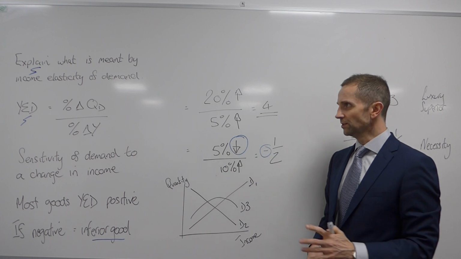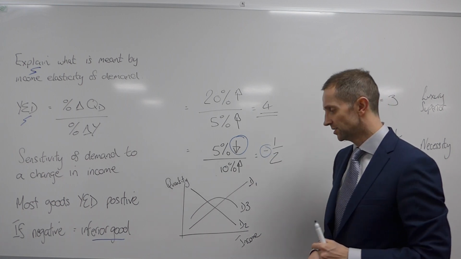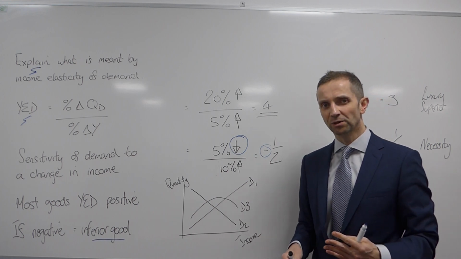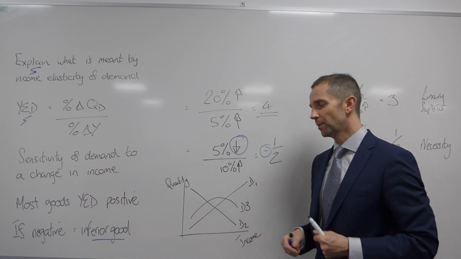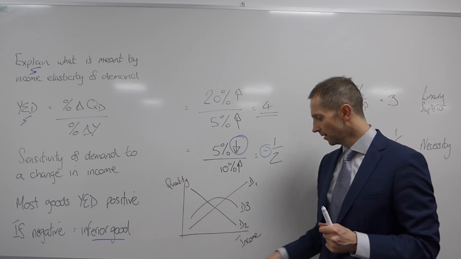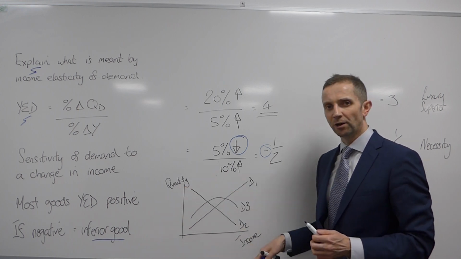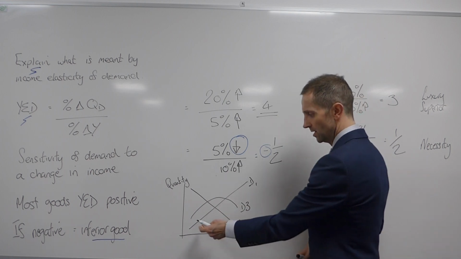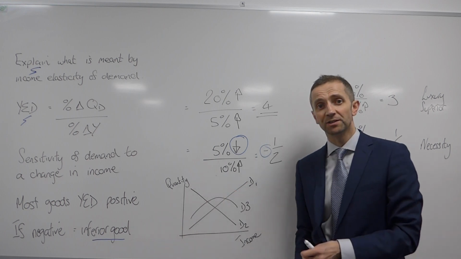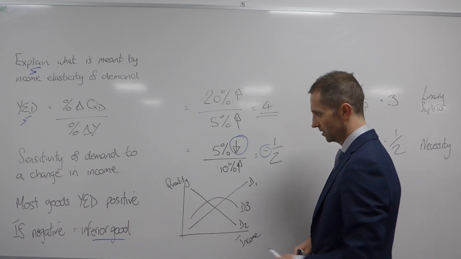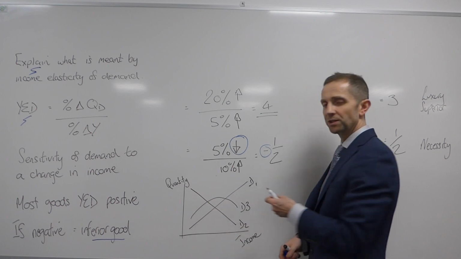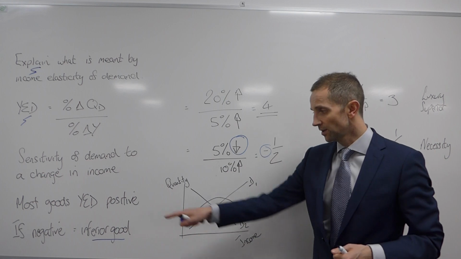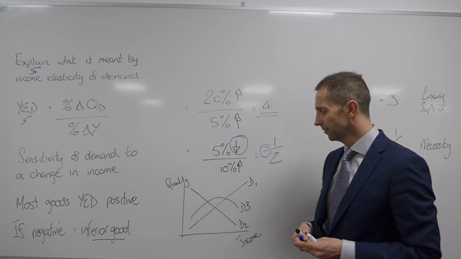We can model these instances of income elasticity of demand on a diagram such as this. The axes are slightly changed compared to what you're used to: quantity here, income here, and three curves. The first one, D1, slopes upwards from left to right. Income's rising, quantity demanded is rising, so that's your normal good. The second one, D2, slopes downwards from left to right. That means income's rising but quantity's falling, so that is our negative or inferior good.